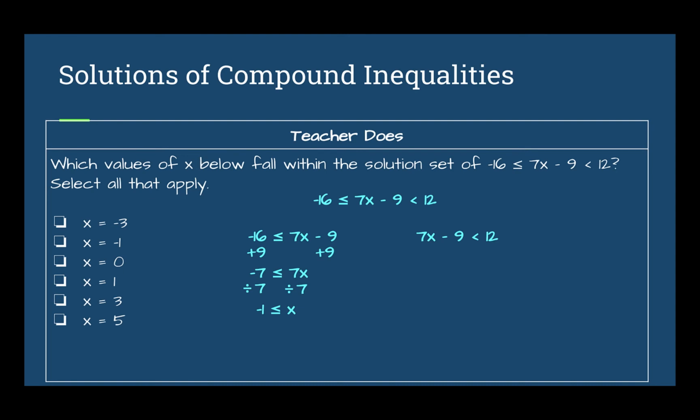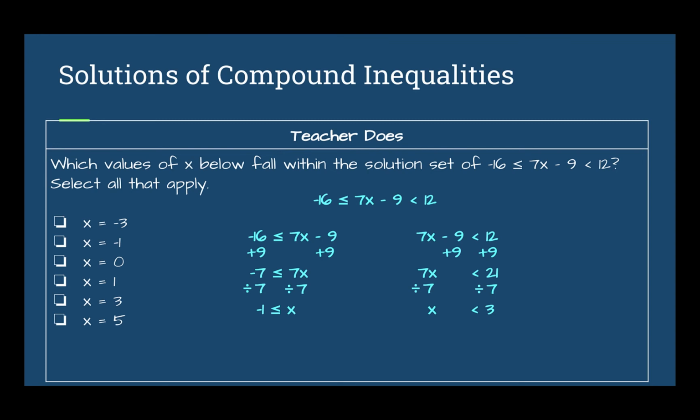The good thing with these inequalities is when we're solving them, it's the same steps both times. So I would still add 9 to both sides, still divide by 7, and get x is less than 3. Remember, this is an and situation. So x has to be greater than or equal to negative 1, and x has to be less than 3.